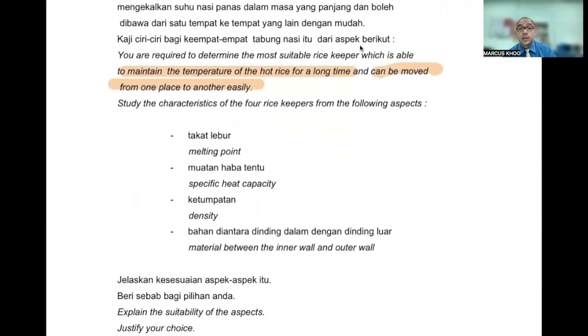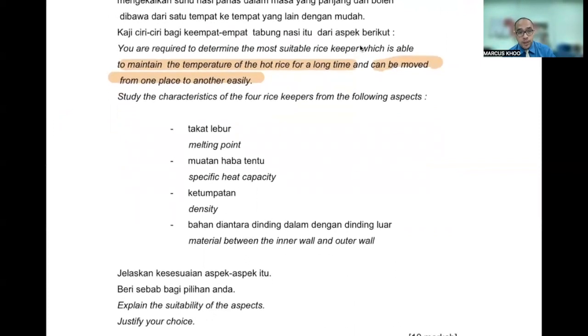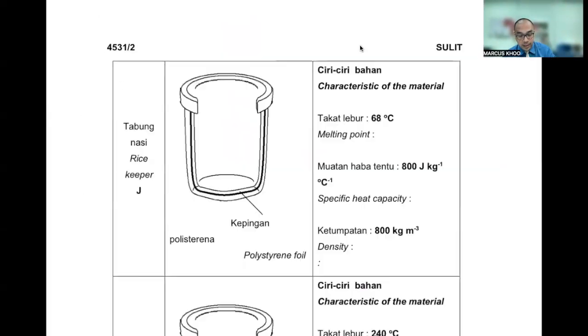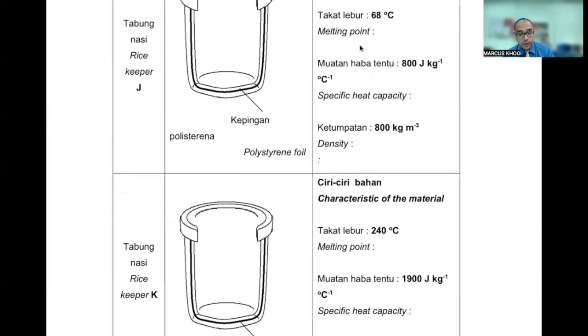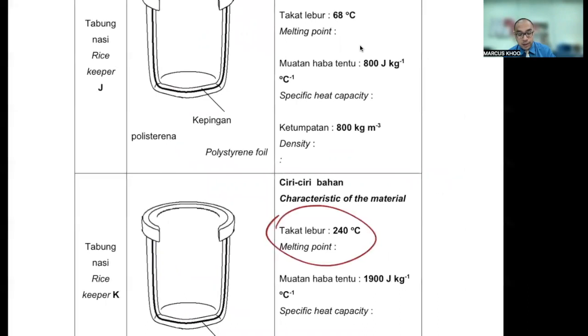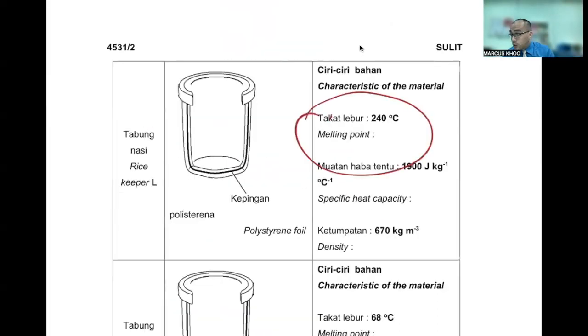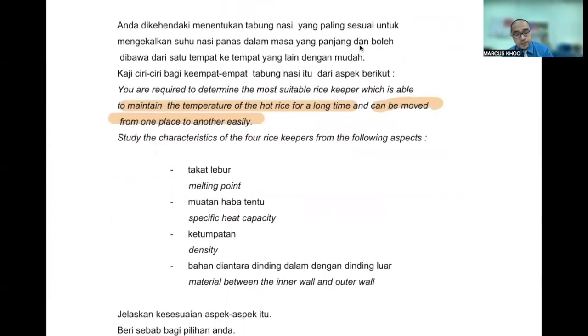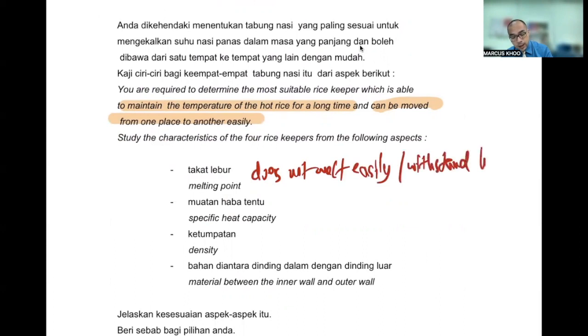Let's talk about the melting point. The melting points are 240, 68, 68, and 240. Obviously, we want a higher melting point. Why do we want a higher melting point? So that it does not melt easily, or the better answer would be to withstand high temperatures.